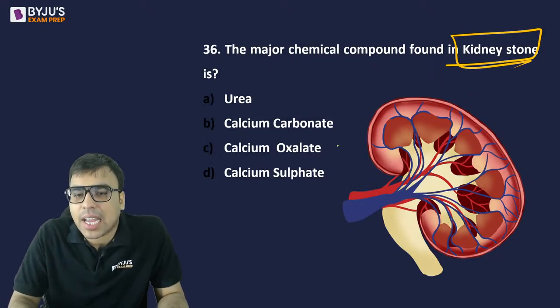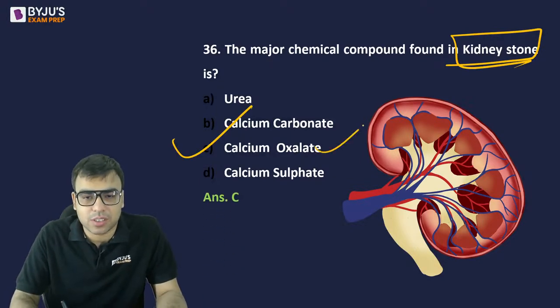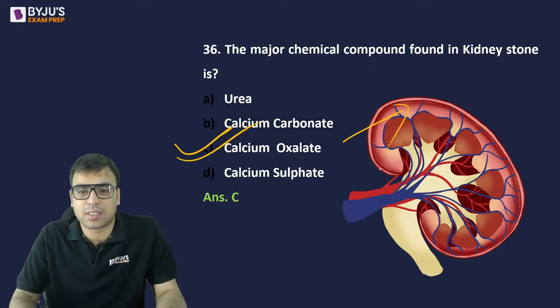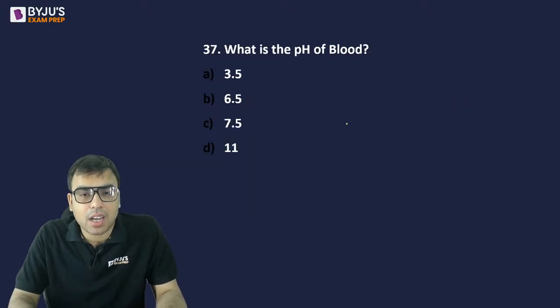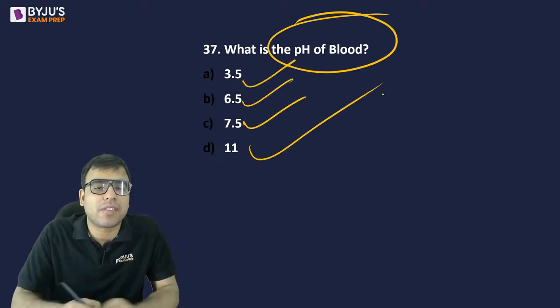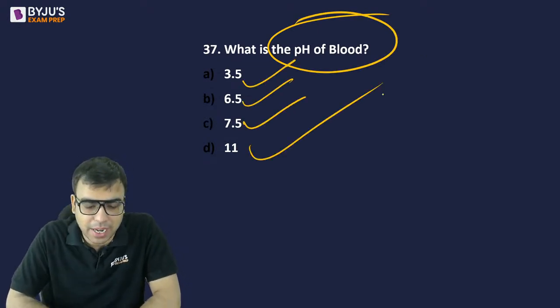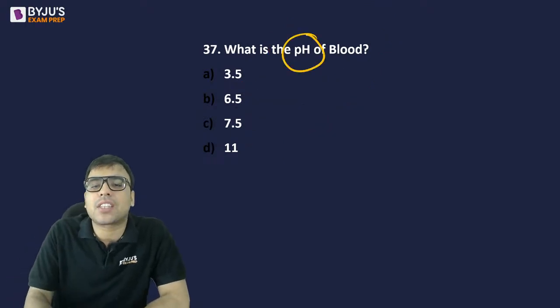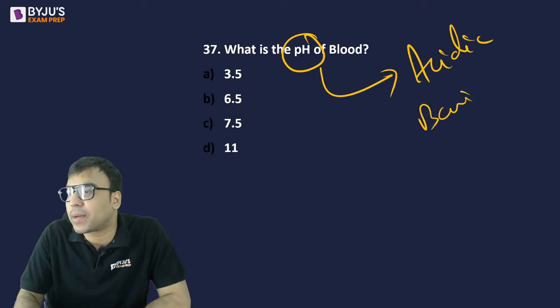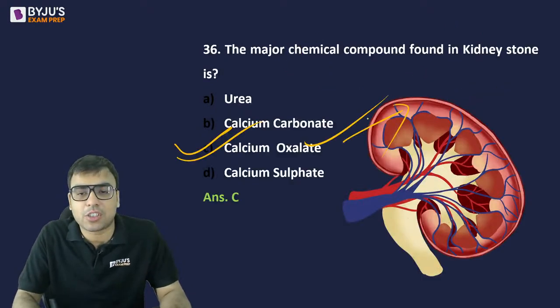किडनी के अंदर कैल्शियम ऑक्सलेट होता है, ठीक है। So C is the right answer to this question. This is actually something you should be knowing. Okay. The next one is: what is the pH of blood? 3.5, 6.5, 7.5, 11. कितना होता है pH blood का? Actually pH tells you whether it's acidic or basic, or strong acid or strong basic. So that is why you should be knowing it.